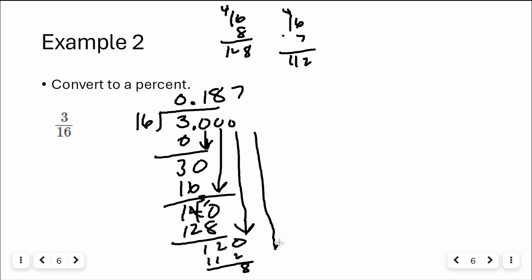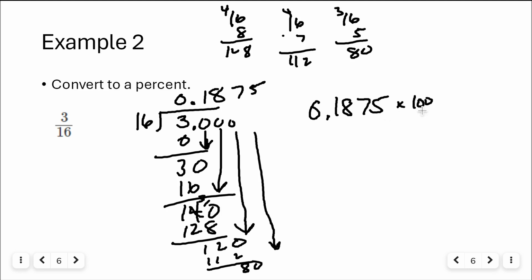Bring down another 0. 16 goes into 80 5 times. 16 times 5 actually is 80. That's good. So no remainder now. That's really good. So now we have 0.01875. To convert this now to a percent, I'm going to multiply by 100.